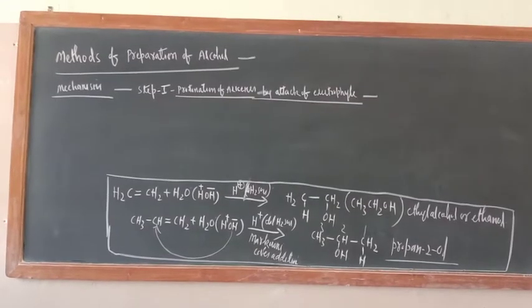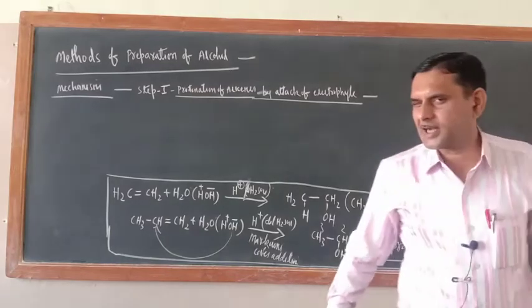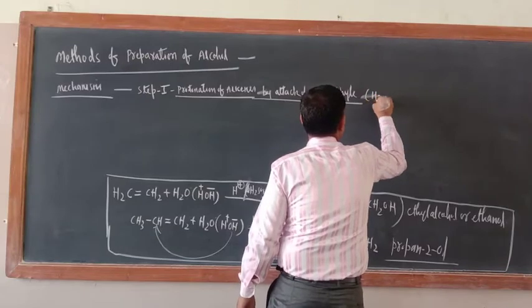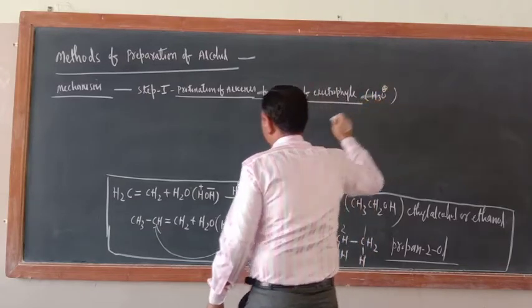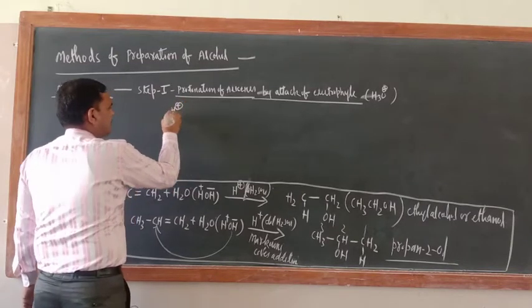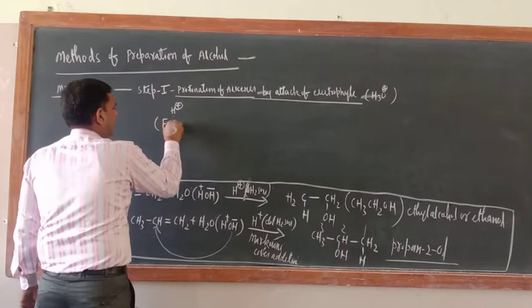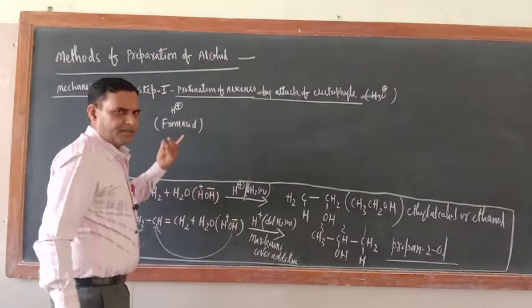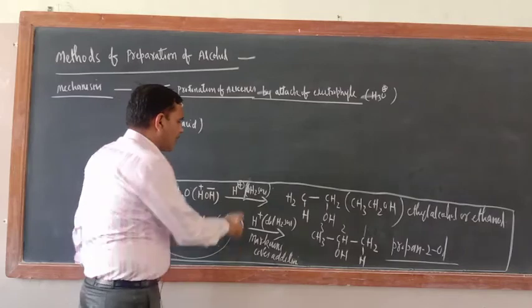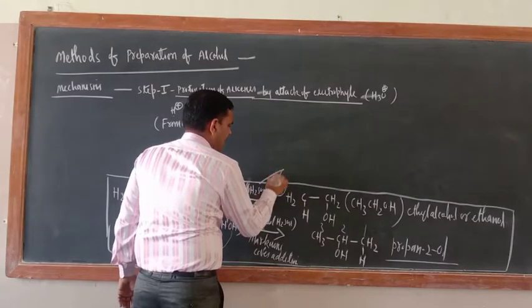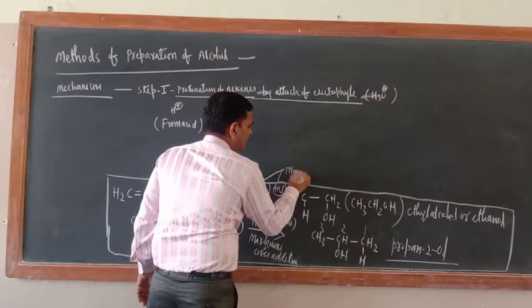Step number one: protonation of alkene by attack of an electrophile. Which is the electrophile here? H3O positive. Just see how. This is the H positive, which will come from an acid. Which acid have you taken? A mineral acid. Here I took H2SO4. You can take HCl also. So the meaning is that you should take a mineral acid.